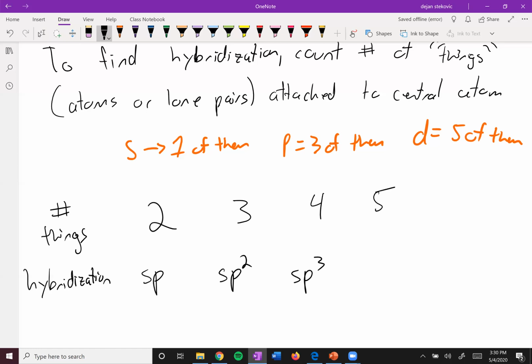If you have 5 things, you can do sp3. That's 4 things, and now you've used up all your p orbitals. Now you need to start using d orbitals, so it's sp3d. That's 5 orbitals, 5 things. 6 things is 6 orbitals, so that'll be sp3d2. So overall, pretty simple. Let's take a look at what these hybridized orbitals look like next.